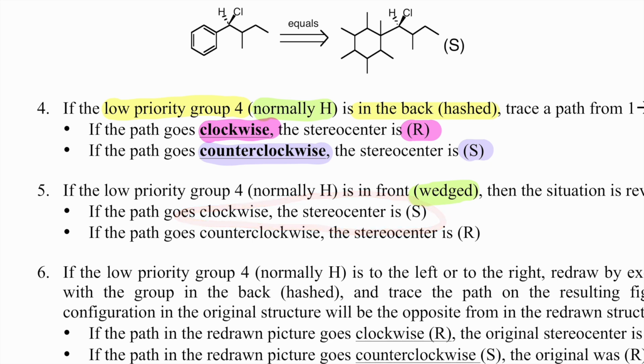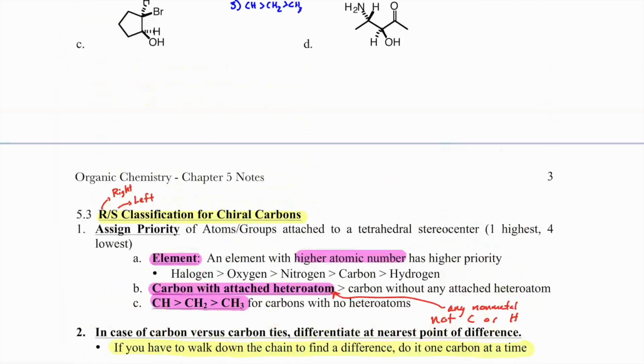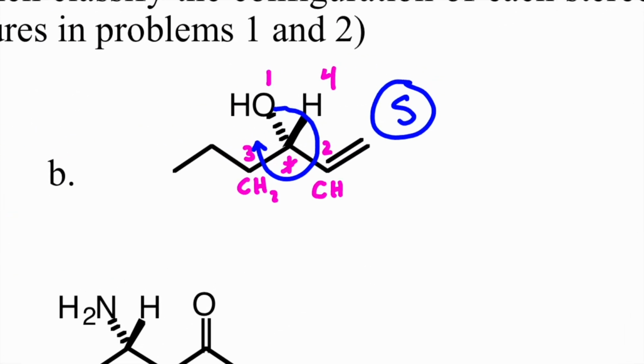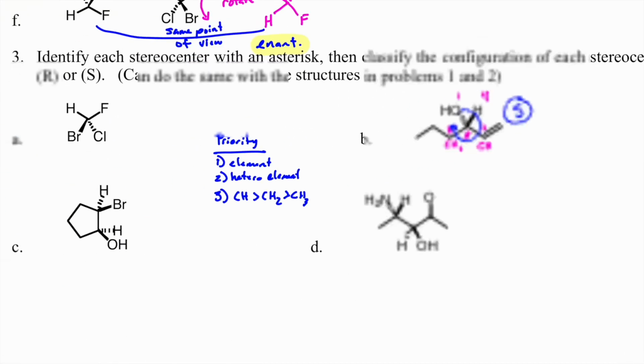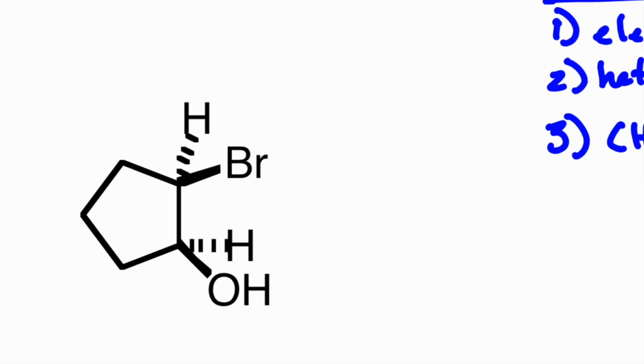I don't like to memorize that. I just like to think, hey, H, I'm going to put it in the back. Okay, clockwise is R, counterclockwise is S, and if the H is in the wedge form, I will just flip these when I'm done. So this is an S. Let's take a look at the next one.